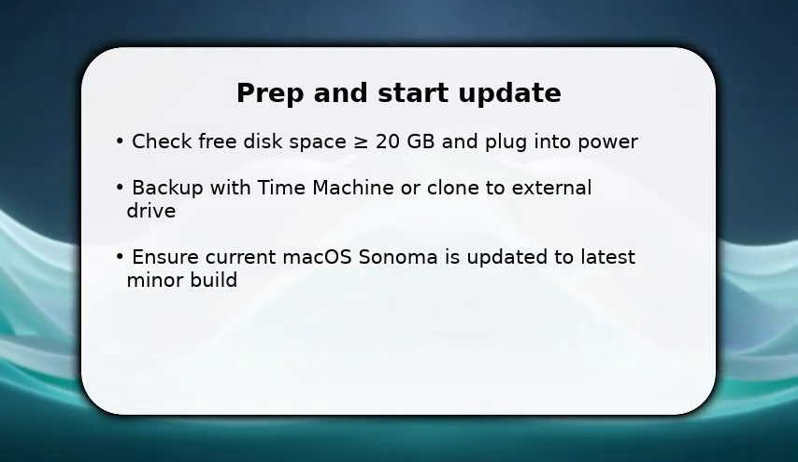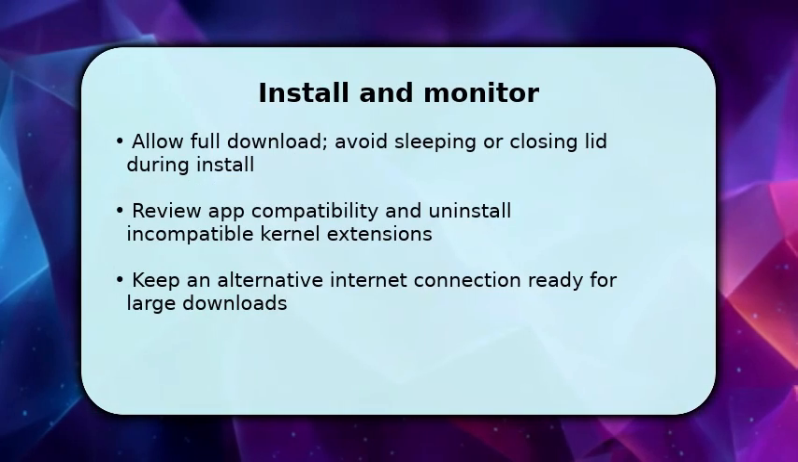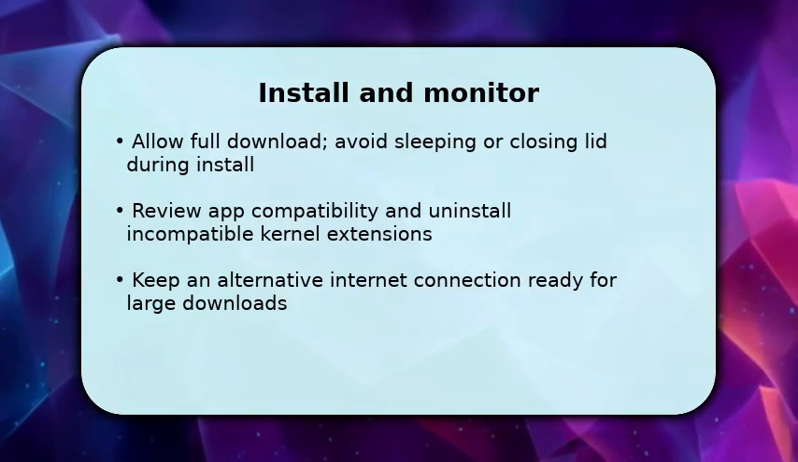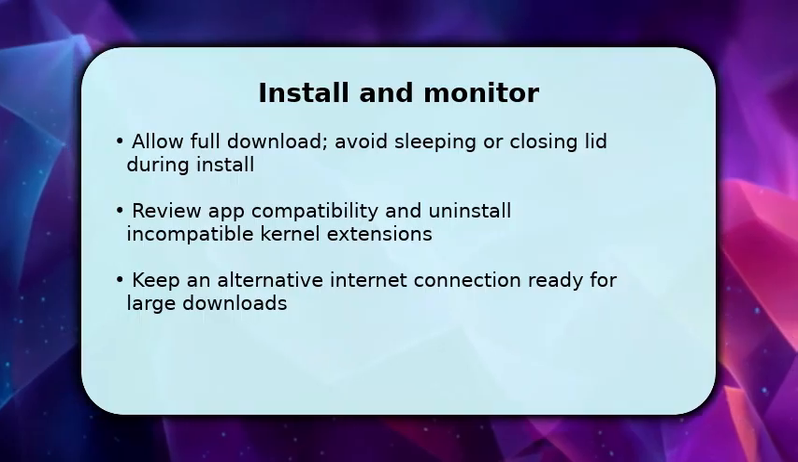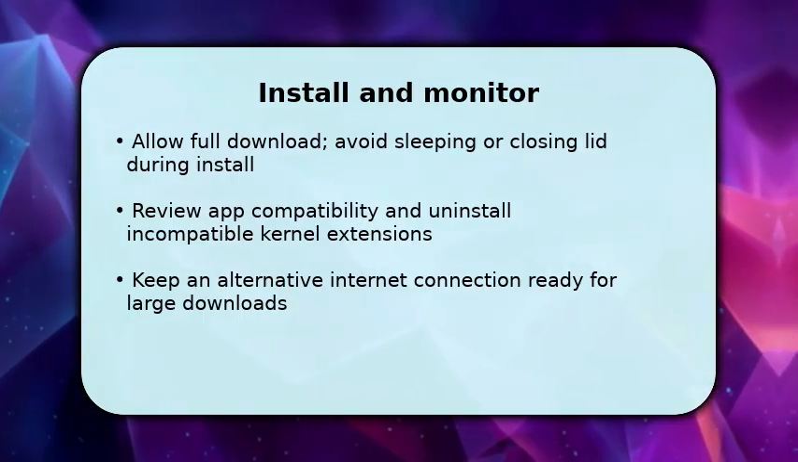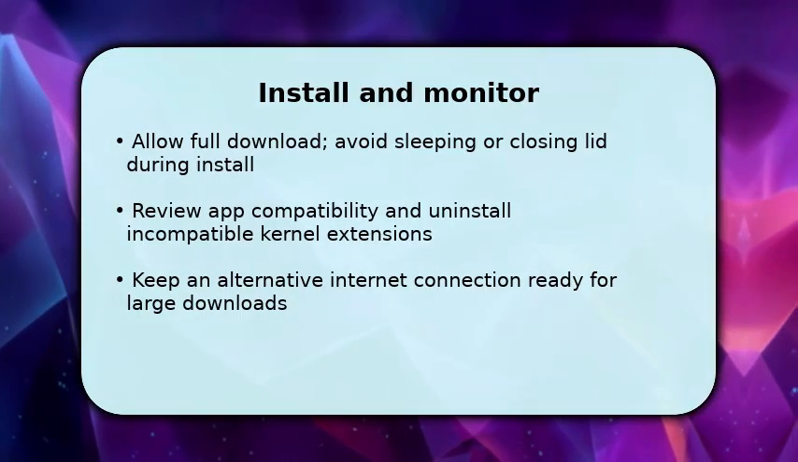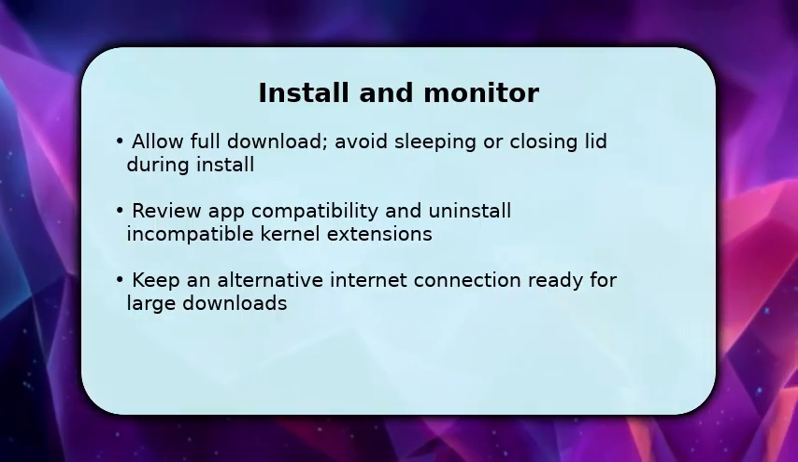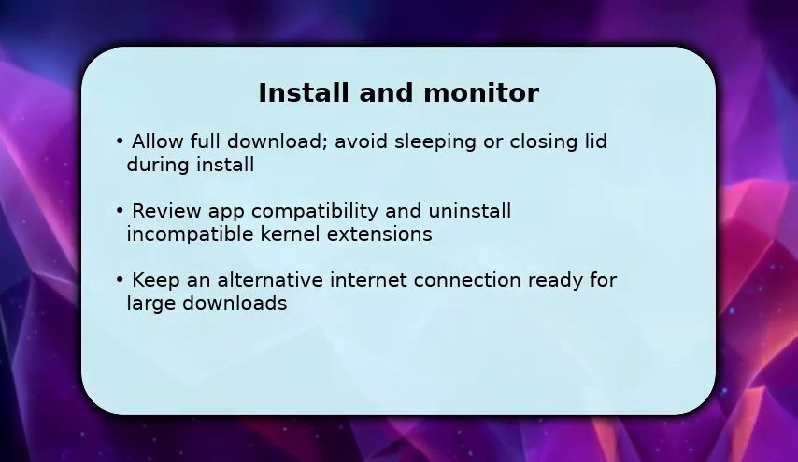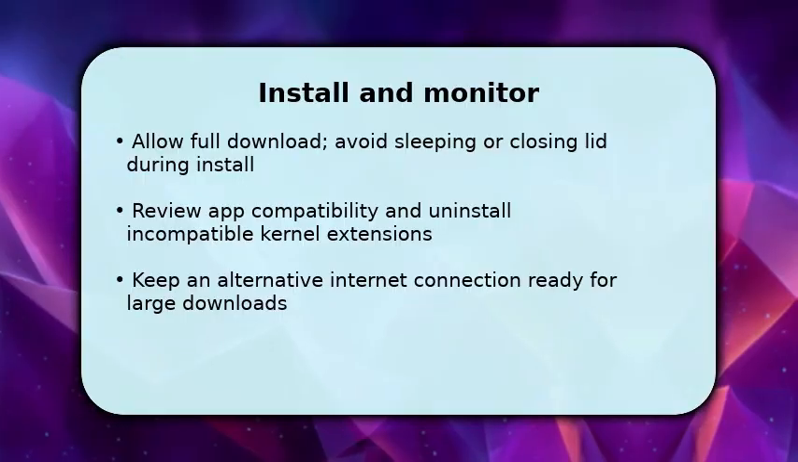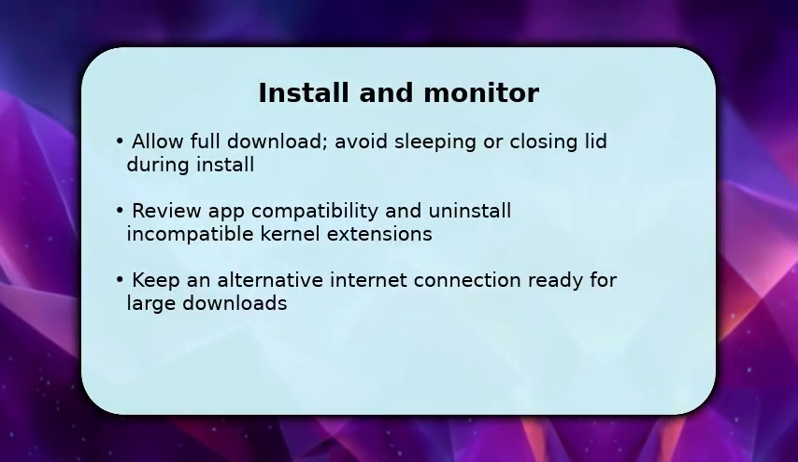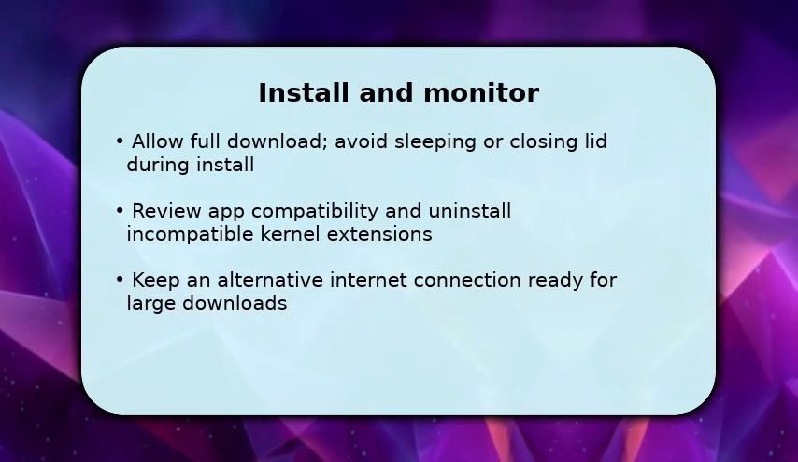Now you handle the complex middle steps of installation. You initiate the Sequoia installer and let it run. Do not interrupt the download or start other heavy tasks. You should monitor for compatibility warnings and update or remove apps that use kernel extensions or unsigned drivers. If prompted, follow on-screen security prompts to allow system extensions in Security and Privacy.